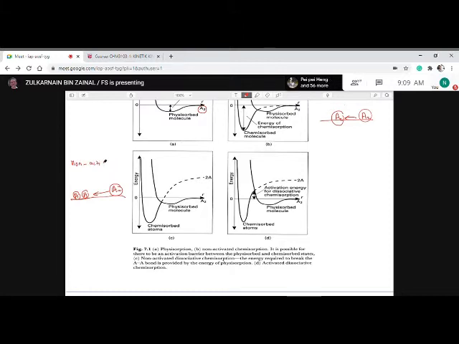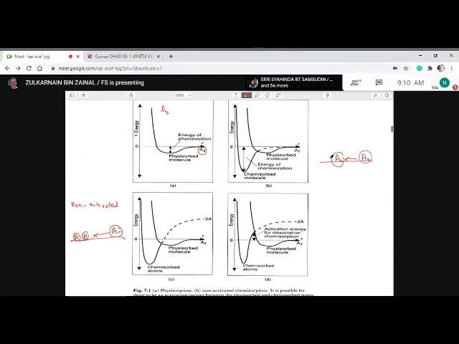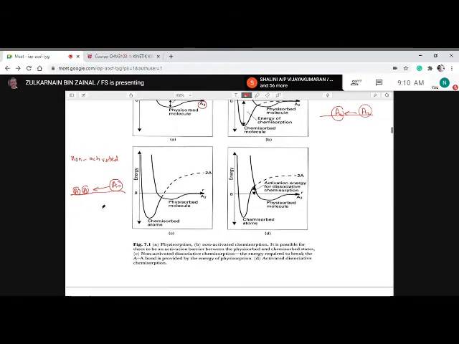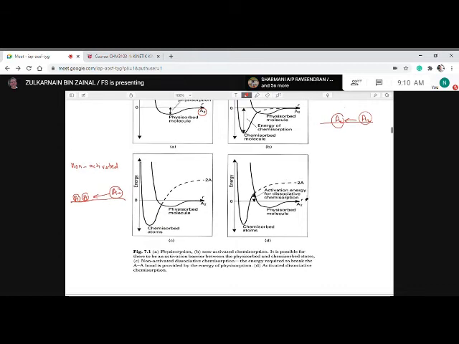Non-activated. This is non-activated dissociative adsorption process. The previous one was non-dissociative adsorption process. This is non-activated dissociative adsorption process, and we have another one, which is called activated dissociative adsorption process. So why is it called an activated dissociative adsorption process?